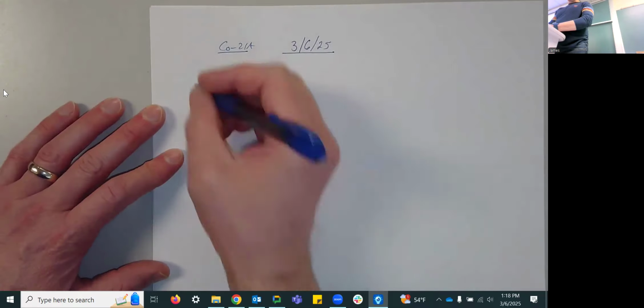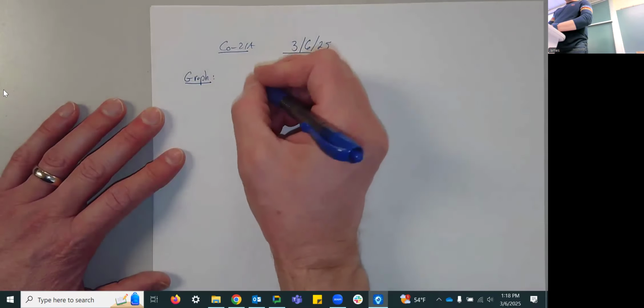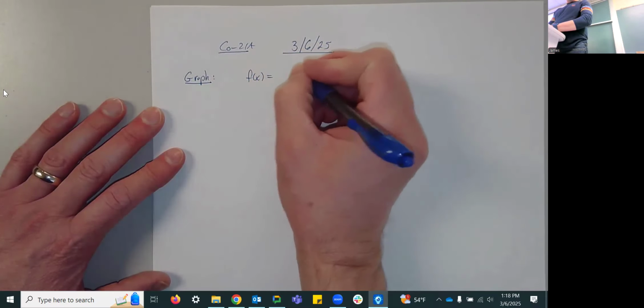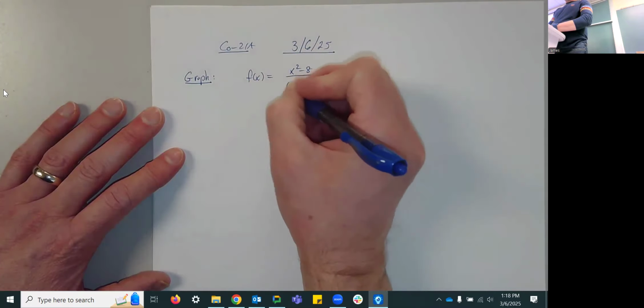Let's start with this one. I like this one. So let's say we want to graph. And we'll talk more about what I mean when I say graph. I know it seems like a very straightforward word, but it's got a lot of things encompassed in it. We're going to graph the function f of x equal to x squared minus 8 over x minus 2 squared.